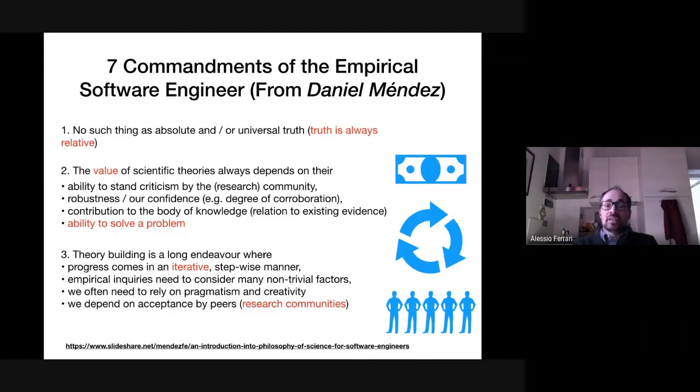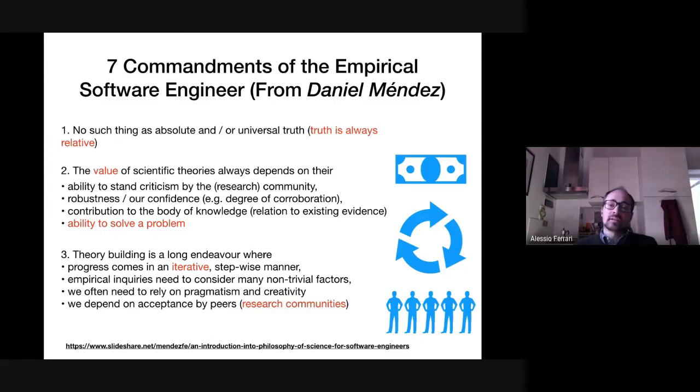The value of a scientific theory that is derived through one of these strategies depends on the ability to stand criticism by the research community. So peers have to evaluate to what extent your study is convincing, okay? Then the contribution to the body of knowledge, so how much you are actually contributing in terms of existing evidence. Does your contribution actually say something new and sufficiently different from what was told before, or is it sufficiently confirming, to a certain degree, what was intuitively shown before, for example? And ability to solve a problem. So ability to solve the problem is fundamental. The value is related to how useful your research, your theory, is.